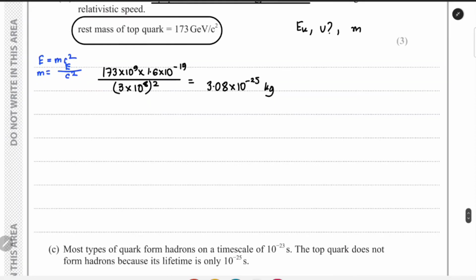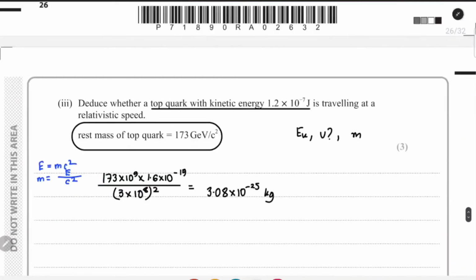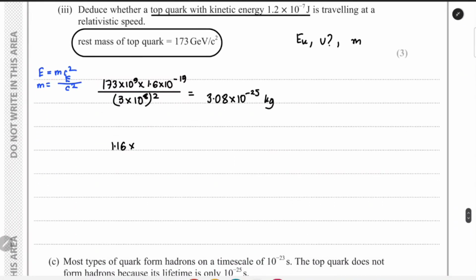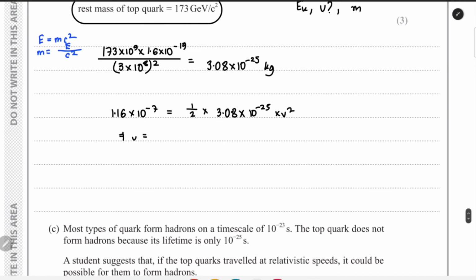Now I know the mass and the kinetic energy. I know the kinetic energy in joules, which is 1.16 into 10 to the power minus 7. This is half times the mass, which is 3.08 into 10 to the power minus 25, times v square. I'll calculate the value of v. V square is 1.16 into 10 to the power minus 7 divided by half into 3.08 into 10 to the power minus 25. So I take the root of the right side. This is the value of v.